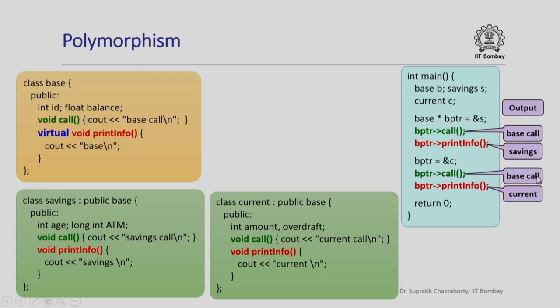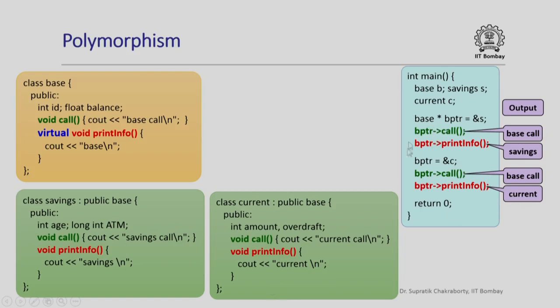So it is going to print base call here, but in the very next statement when I use the same bptr to say bptr arrow print info in the base class, because print info is declared virtual, I have to figure out at this point what bptr is really pointing to. It is pointing to an object of the class current, and I have to use the print info function from the class current, and so current is going to be printed out over here.